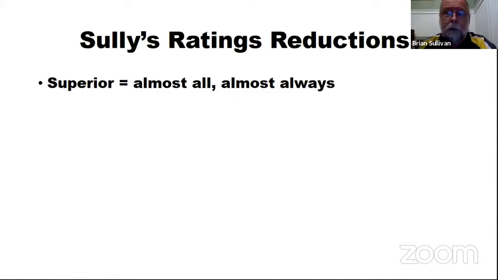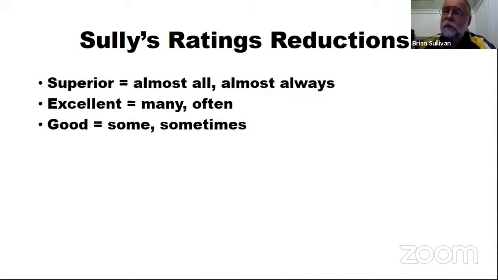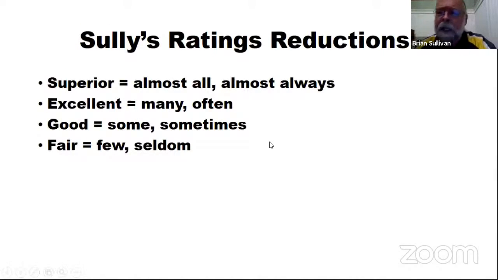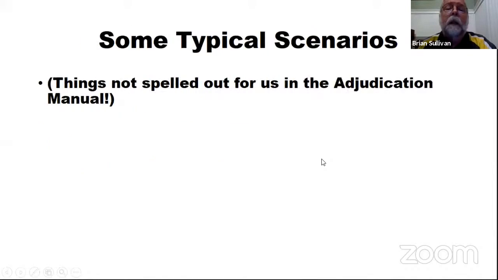And then I'm just going to fly through the rest of these. You get the idea. Excellent: I use many or often in terms of success. Good: we use some or sometimes. Fair: few or seldom. I used to say infrequently, but I think seldom is a lot easier to remember. And then poor. Notice we use the qualifier almost none, almost never in terms of success. So that's something that you may or may not find interesting.